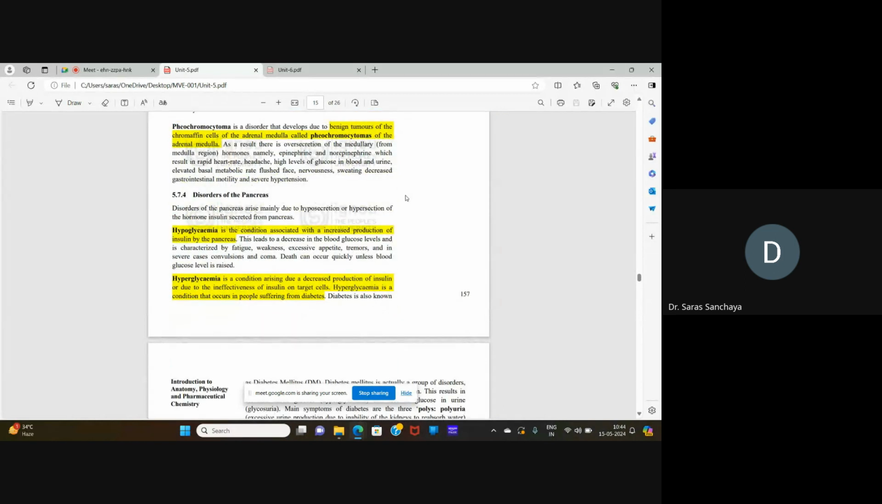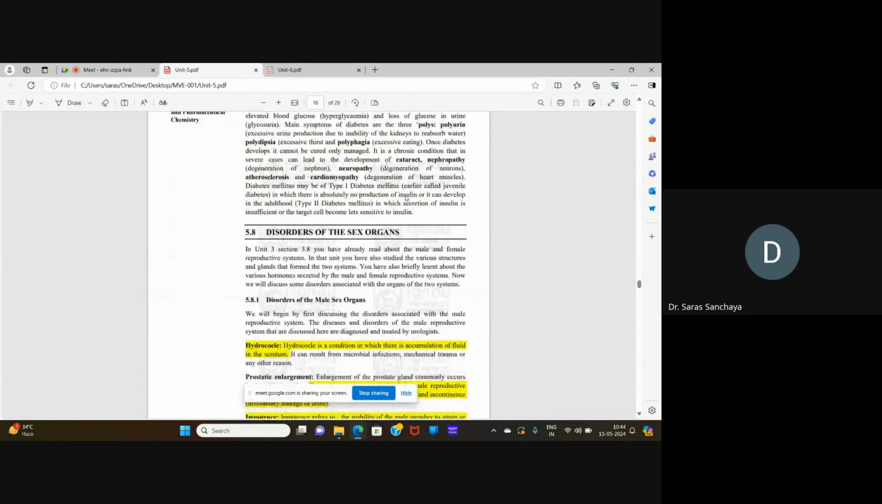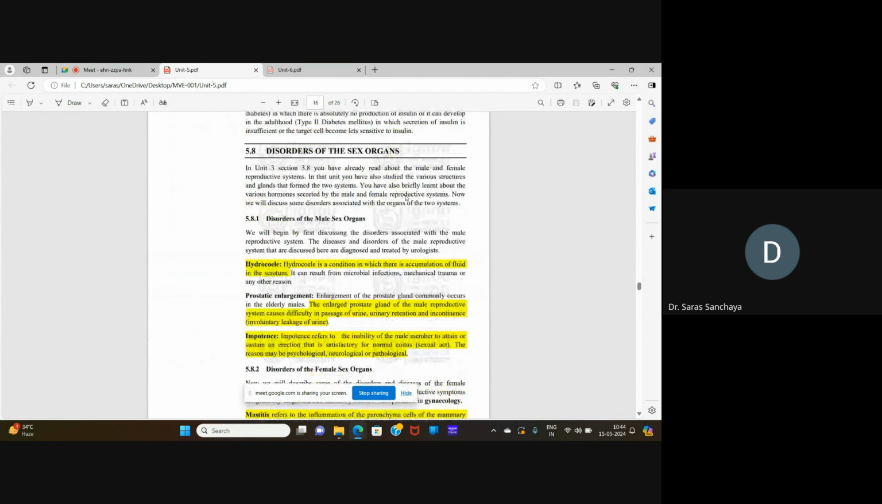Hypoglycemia is a condition associated with an increased production of insulin by the pancreas. Then hyperglycemia is a condition arising due to decreased production of insulin or due to ineffectiveness of insulin on target cells. Hyperglycemia is a condition that occurs in people suffering from diabetes. Now, disorders of sex organs. Well, first, disorders of male sex organs.